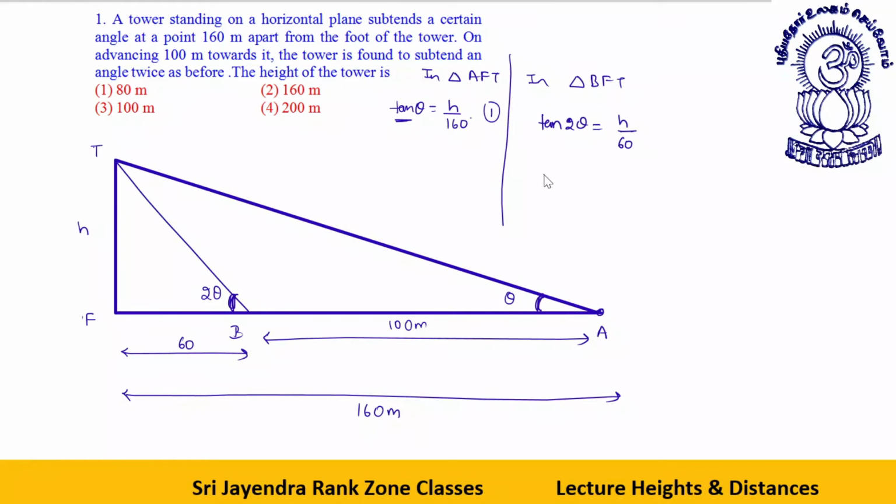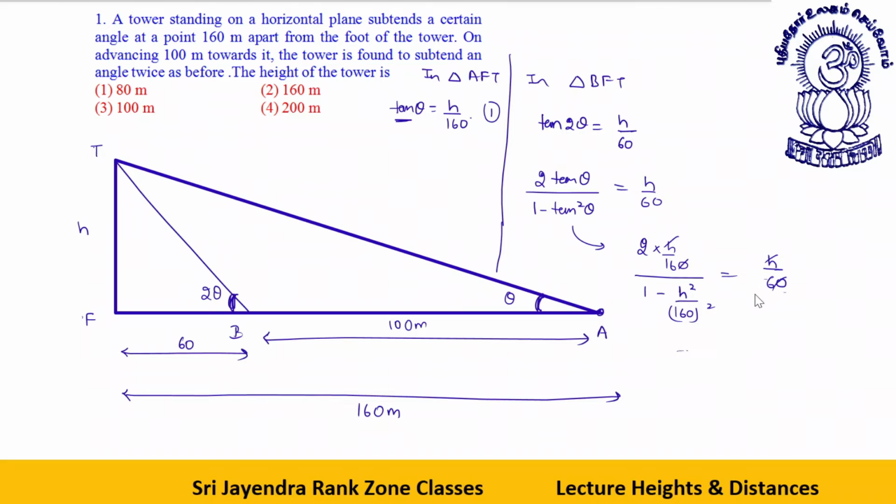So what does it become? Tan 2 theta is 2 tan theta upon 1 minus tan square theta. Tan theta is h upon 160. Now if I replace the values, it will become 2 into h upon 160 upon 1 minus tan square theta, that is 1 minus h square upon 160 square, is equal to h upon 60. Whatever you can cancel, you must cancel. H and h cancel. 160 and 60 can further be cancelled, but I will do it later on.